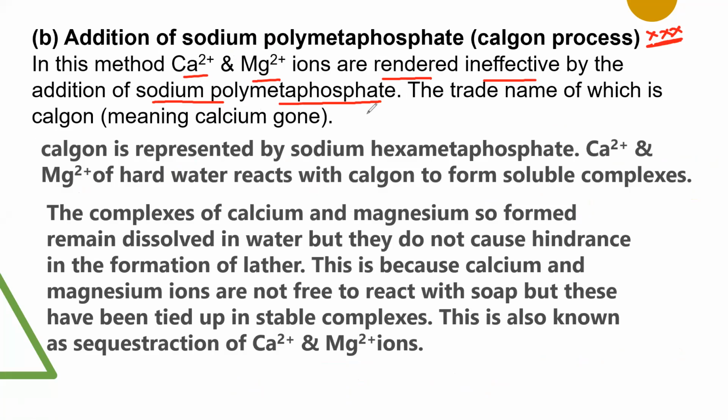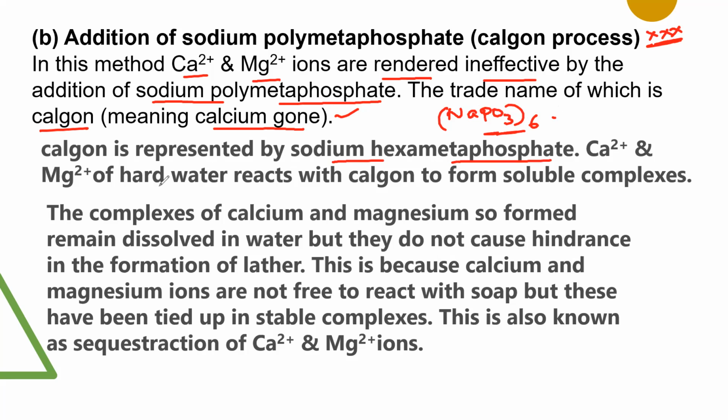So what is sodium polymetaphosphate? Its formula is NaPO3 taken 6 times, that is, (NaPO3)6. Very, very important. This is called sodium polymetaphosphate. Poly means many. Its trade name is Calgon, which means calcium gone. Calgon is represented by sodium hexametaphosphate, (NaPO3)6.